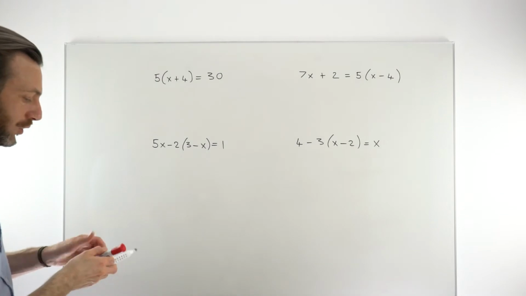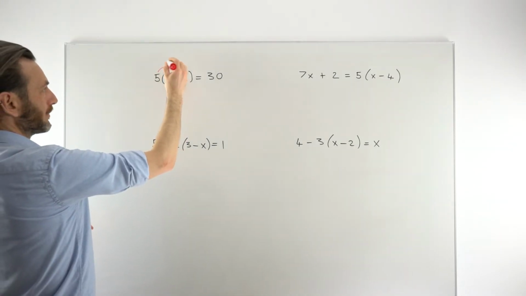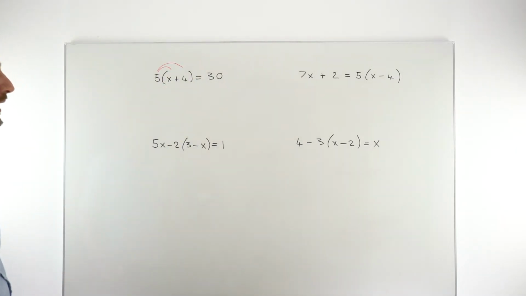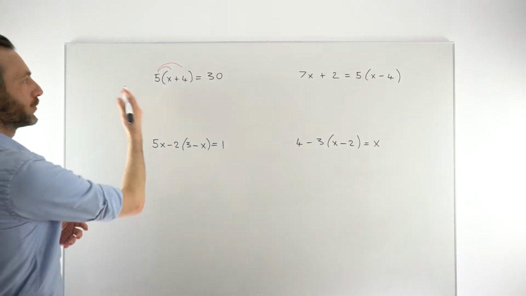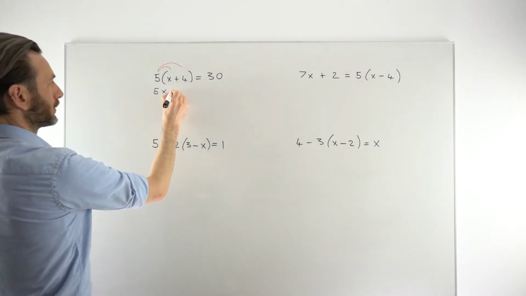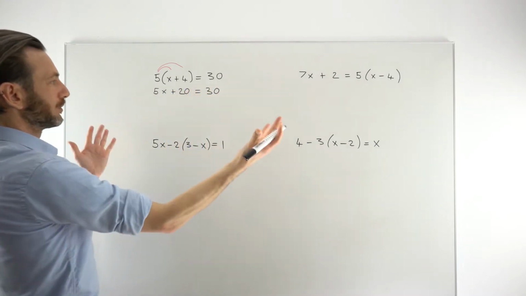But basically, when you expand out a bracket, you just multiply whatever's in front of the bracket to everything inside. So the 5 would multiply to the x, and it also multiplies to the 4 separately. So let's just start by doing that. So 5 times x is 5x. 5 times 4 is 20, and now this is just turned into a normal linear equation.